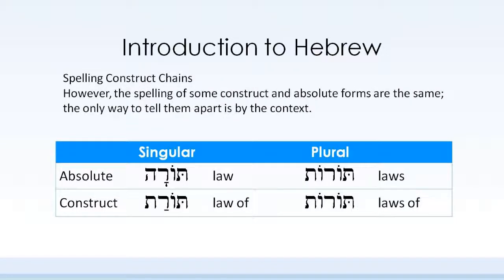However, the spelling of some construct and absolute forms are the same. The only way to tell them apart is by the context. In the table below, we see the absolute singular term Torah, which means a law. The construct singular form is Torat, law of. It is different than the absolute singular form. But the absolute plural form is Torot, laws, which is the same as the construct plural form Torot, laws of. The only way to tell them apart is by the context.